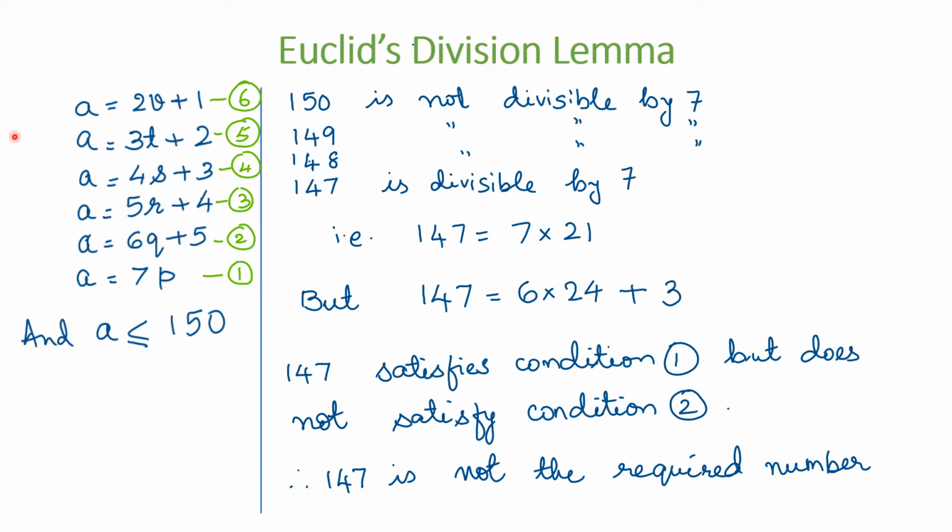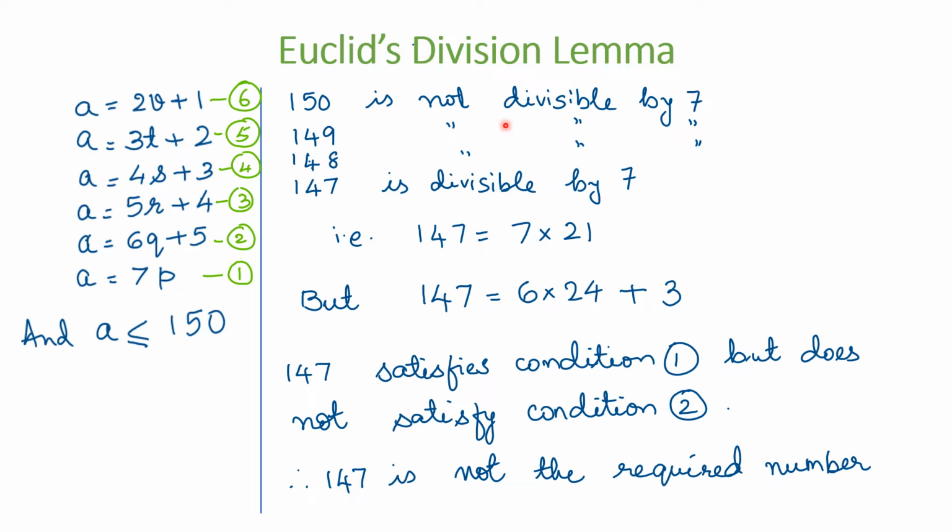As we had written in the previous slide, these were the conditions. That is, A, the number of eggs, is a multiple of 7. If the same number is represented as 6q, then 5 is the remainder, and so on. Since A is less than or equal to 150, I start with 150. Since 150 is not divisible by 7, 150 is definitely not A.